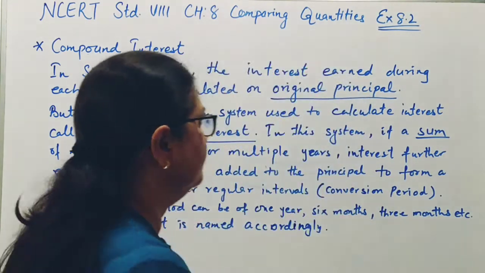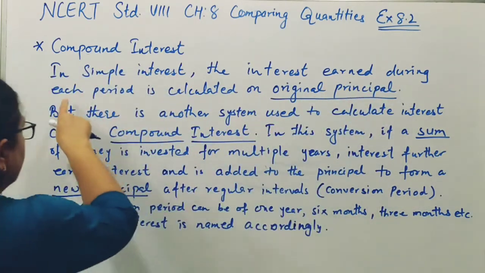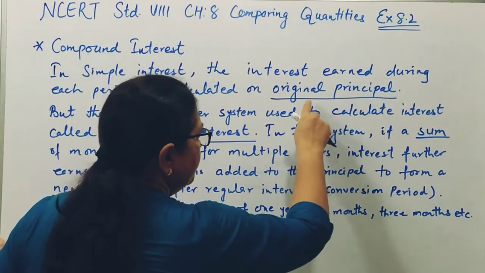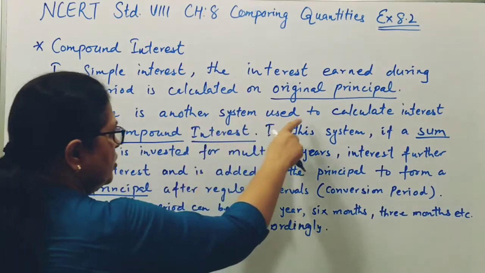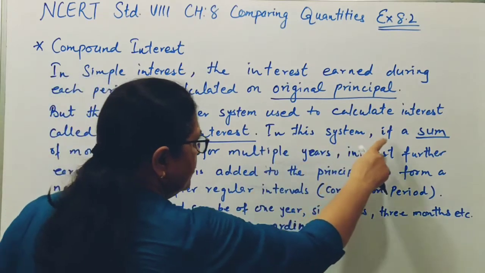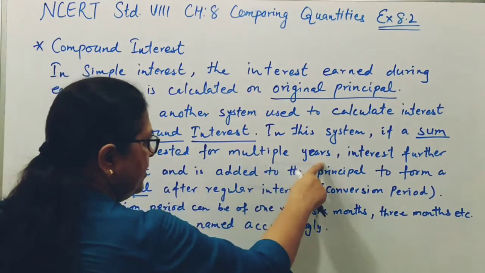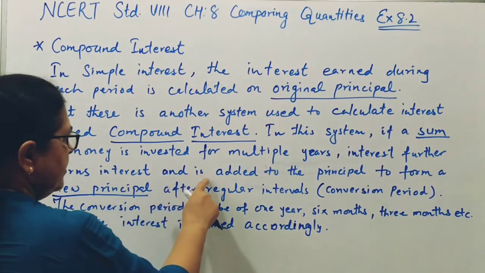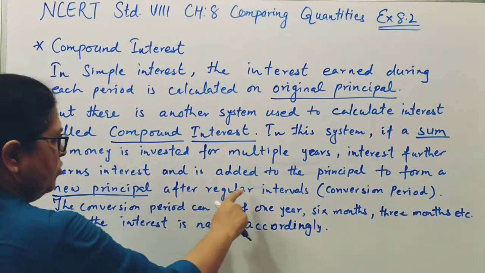So let us start. In simple interest, the interest earned during each period is calculated on the original principal, that is, the money deposited or borrowed. But there is another system used to calculate interest called compound interest. In this system, if a sum of money is invested for multiple years, interest further earns interest and is added to the principal to form a new principal after regular intervals.